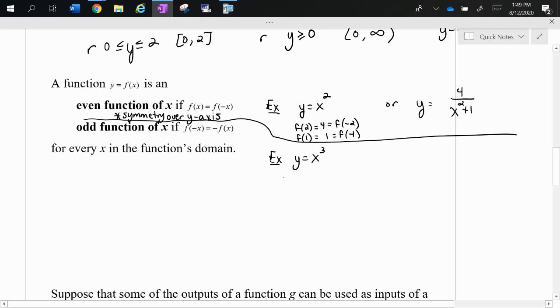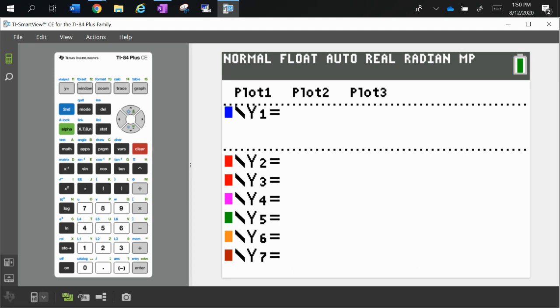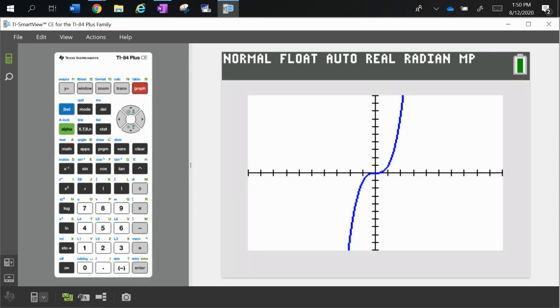Because for y equals x cubed, f of negative 1 is the opposite of f of 1. f of 1 is 1, but f of negative 1 is the opposite of that, negative 1. f of negative 2 is negative 8, and that's the opposite of f of 2, which is 8. So let's look at the graph of x cubed. We know what that looks like, don't we? Yeah, we knew what that looked like.